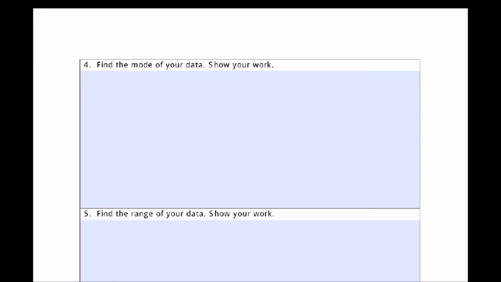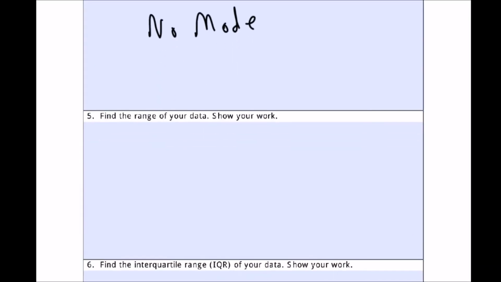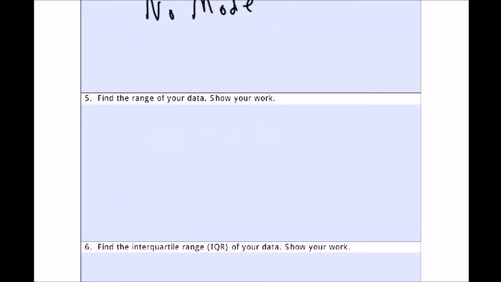Alright, so mode. I didn't have any repeated numbers in mine, so I have no mode. If you have any numbers that repeat, then you will have a mode, but because none of mine repeated, I don't have a mode. My range, I take my biggest number, 672, subtract my lowest number. I'm going to line it up like this, make it easier to subtract. So 672 minus my 126, go ahead and subtract this out.